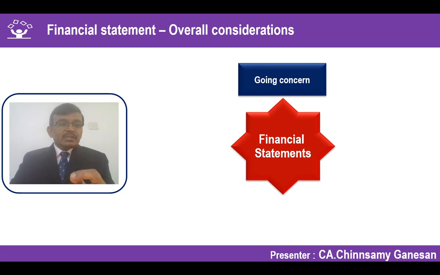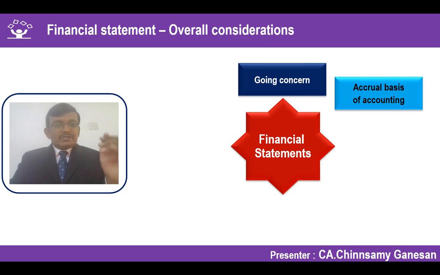That's the reason why this going concern assumption is very important. As an auditor, this going concern assumption assumes further significance because the SA 700 revised specifically requires an auditor to comment in a separate paragraph: is there any material uncertainty relating to going concern? If so, how has it been considered in the preparation of the financial statement? So the fundamental assumption in the financial statement is going concern.